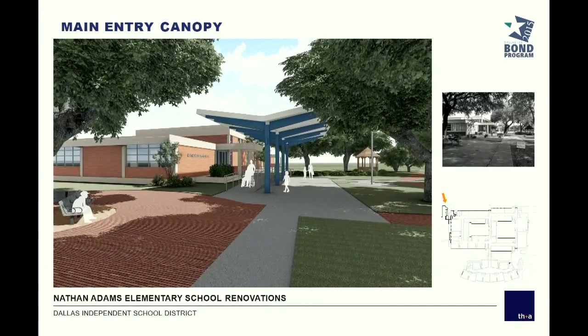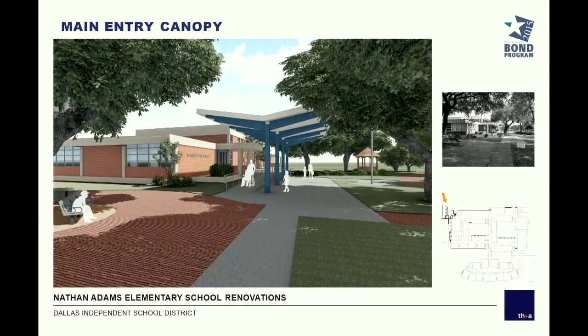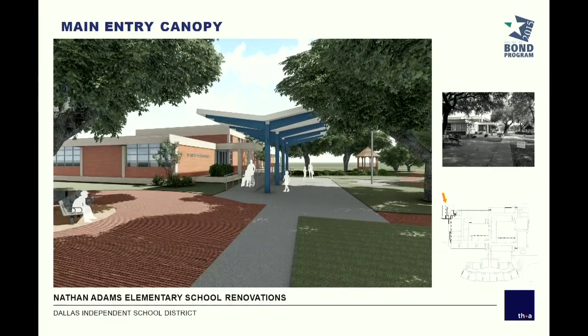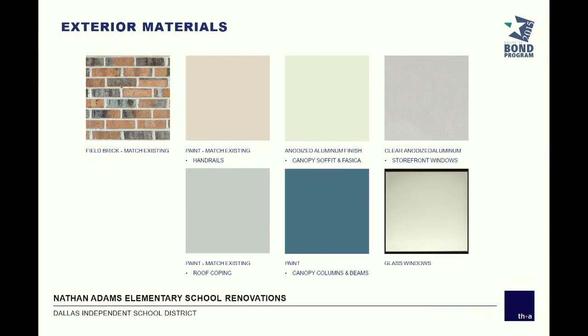Exterior materials are going to match the exterior materials currently on site. So brick, where there has to be some brick repair or any new brick on site, will match the existing brick. Paint is going to match the existing. So where there are handrails on site, you can especially look over at the new addition, those colors will be brought through the rest of the school. So the colors of those handrails will be brought into the rest of the school.